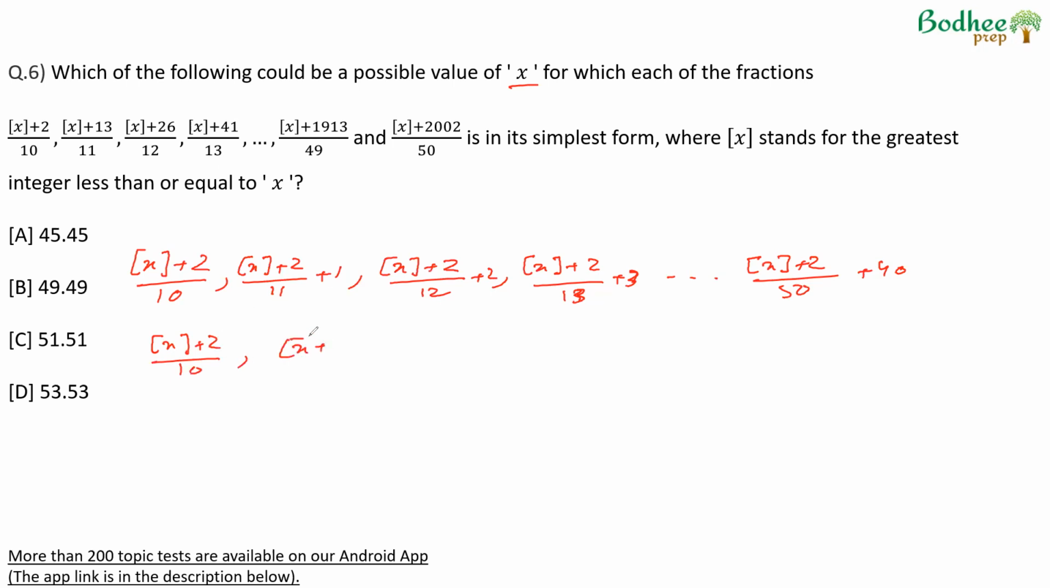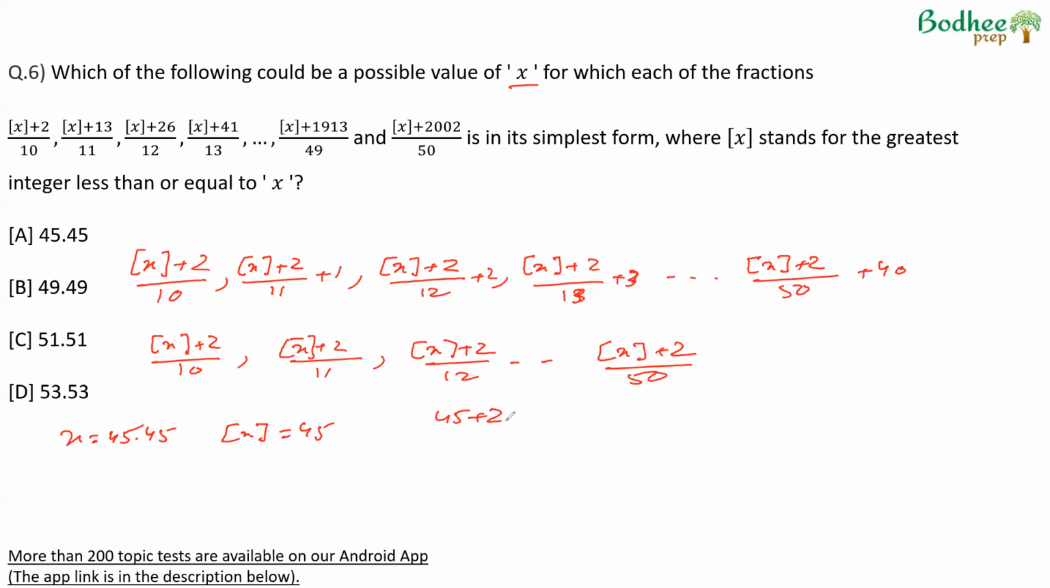GIFX plus 2 should not have anything common with 11. GIFX plus 2 should not have anything common with 12, and so on till GIFX plus 2 should not have anything common with 50. If x is equal to 45, GIFX will return 45. Now 45 plus 2 will have a common factor with 47. So when the denominator is 47, it will not be in the simplest form. We will be able to cancel it once. This is not the answer.